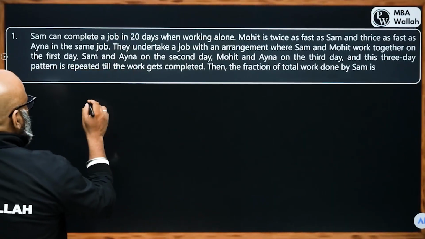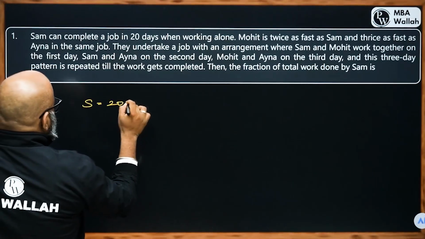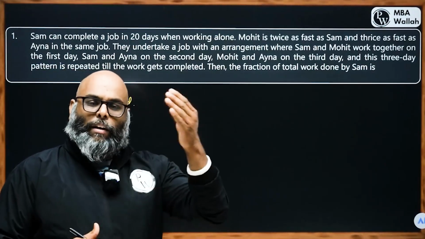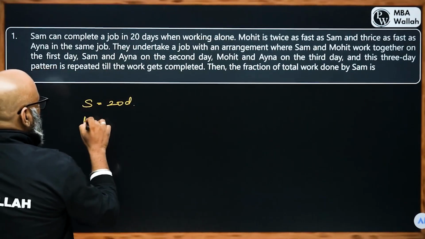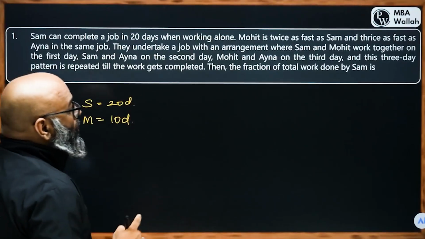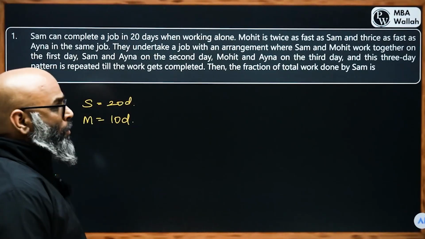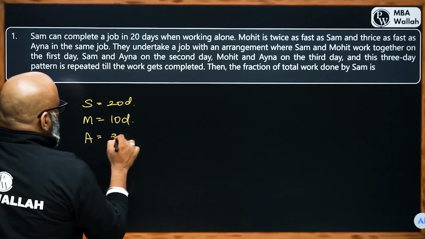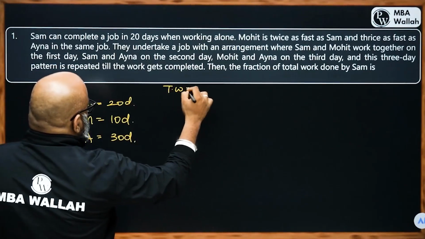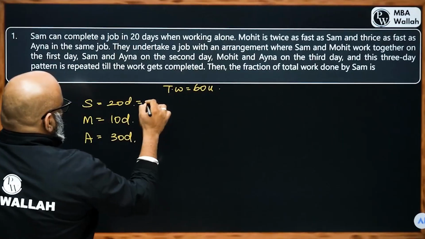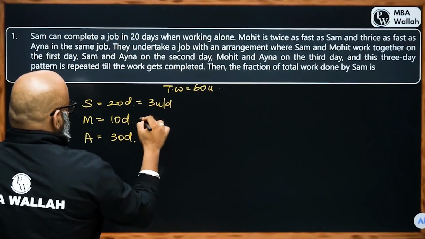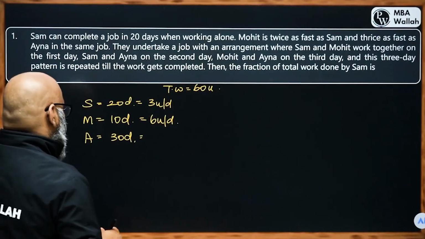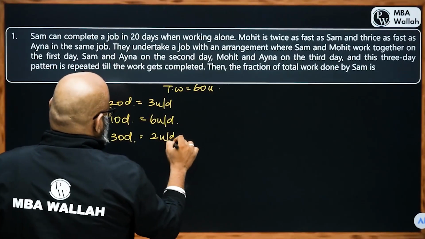Sam can do a task in 20 days. Mohit is twice as fast as Sam, which means he will take half the time. Double the efficiency, half the time. So Mohit will finish the task in 10 days. Mohit is twice as fast as Sam and thrice as fast as Aina, which means Aina would have taken 3 times the time, so Aina takes 30 days. Let's say total work is the LCM of all 3 values, 60 units. So Sam can do 3 units per day, Mohit can do 6 units per day, and Aina can do 2 units per day.